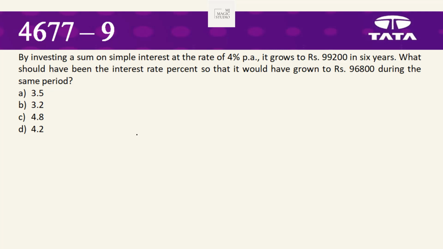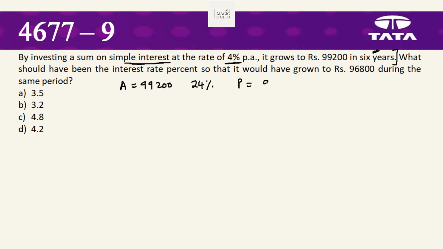Question from simple interest. By investing a sum on simple interest at the rate of 4% per annum, it grows to rupees 99,200 in 6 years. Stop. This is the amount 99,200 and it is on simple interest. Life becomes very simple. Rate of 4% per annum for 6 years. That means interest gained in 6 years is 24% on principal.